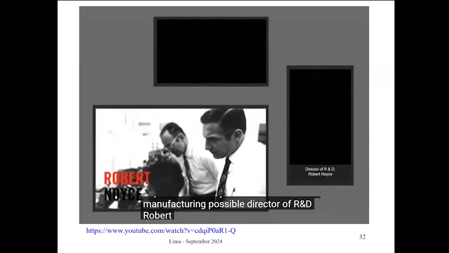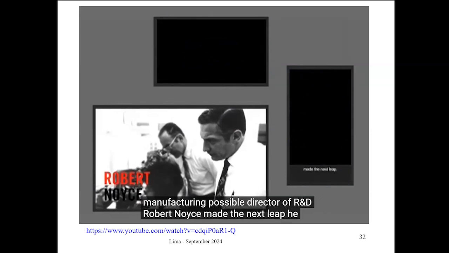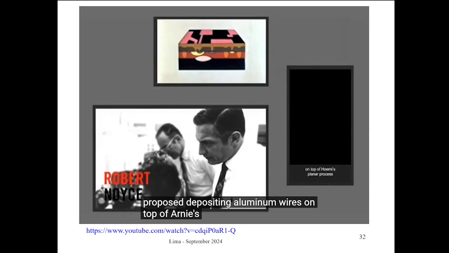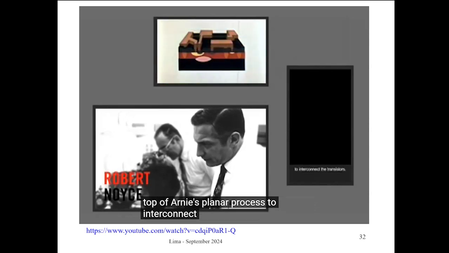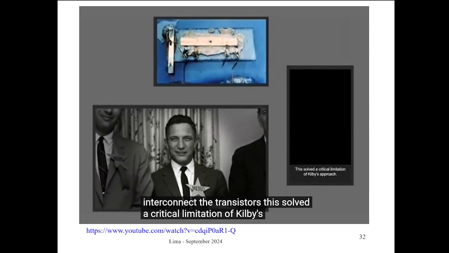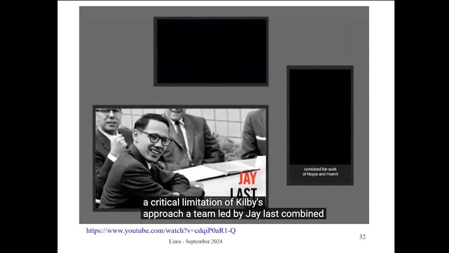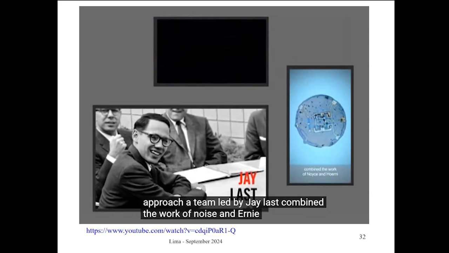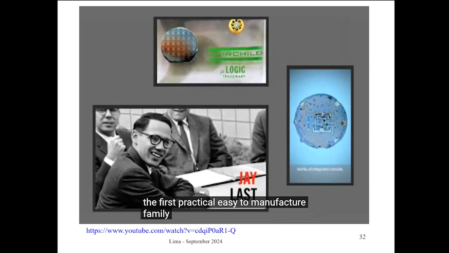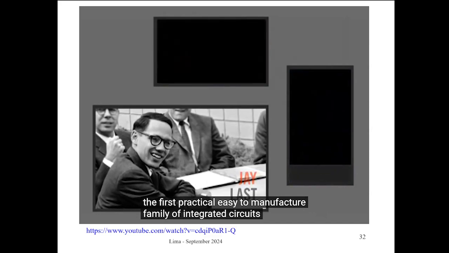Director of R&D Robert Noyce made the next leap. He proposed depositing aluminum wires on top of Hoerni's planar process to interconnect the transistors. This solved a critical limitation of Kilby's approach. A team led by Jay Last combined the work of Noyce and Hoerni to produce the first practical, easy-to-manufacture family of integrated circuits.